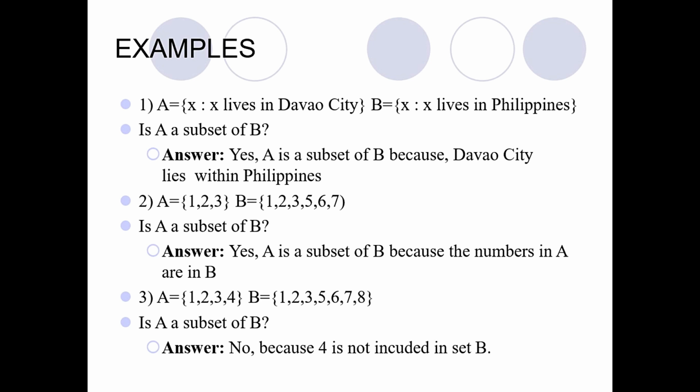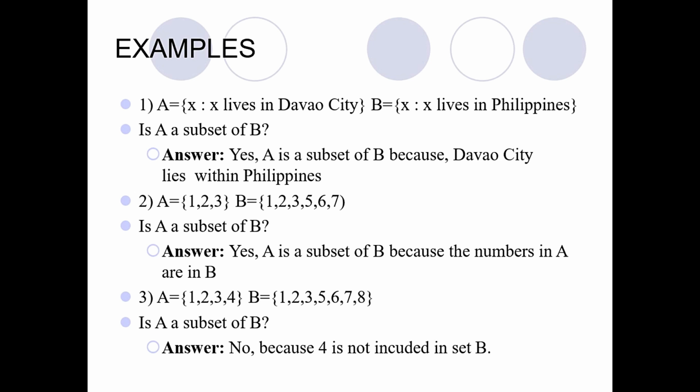Okay, we go to number 2. We have here set A as the list of members 1, 2, and 3, while set B are the numbers 1, 2, 3, 5, 6, and 7. Now, question, is A a subset of B? As you can see, 1, 2, 3 is also a part of B. Therefore, we can say that this is yes, because A is a subset of B, because all the numbers in A are also in B.